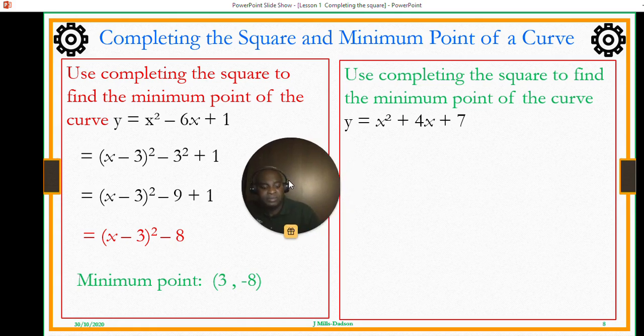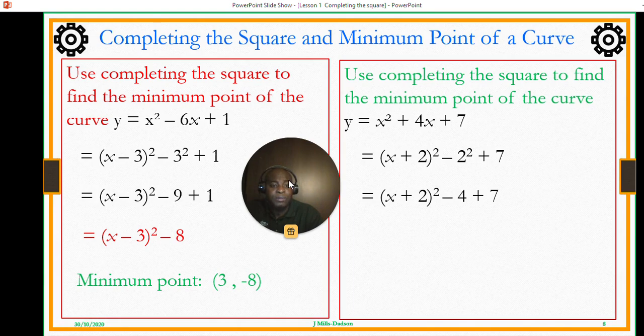Let's try the second question. B is 4, so divide B by 2. 4 divided by 2 will give you 2. And you substitute 2 into the formula. That's what you have. 2 squared is 4. So next step, you're going to have negative 4 plus 7 outside the bracket. And we need to compute negative 4 plus 7, which gives us positive 3.